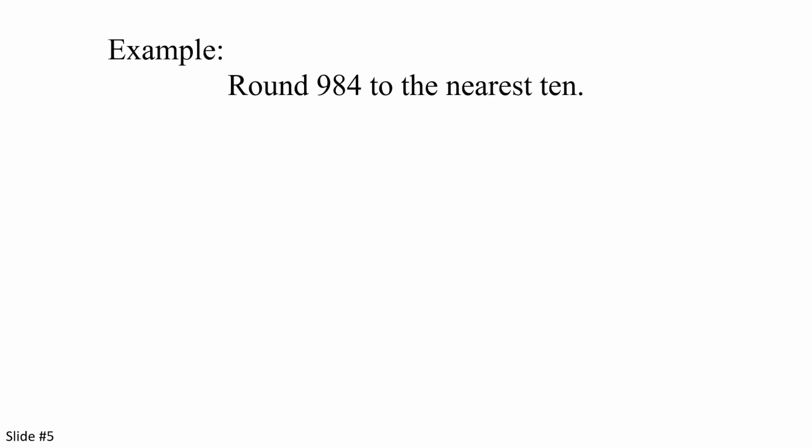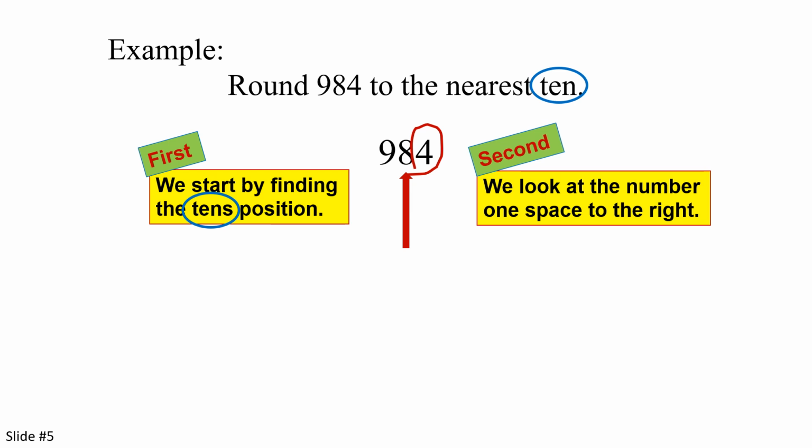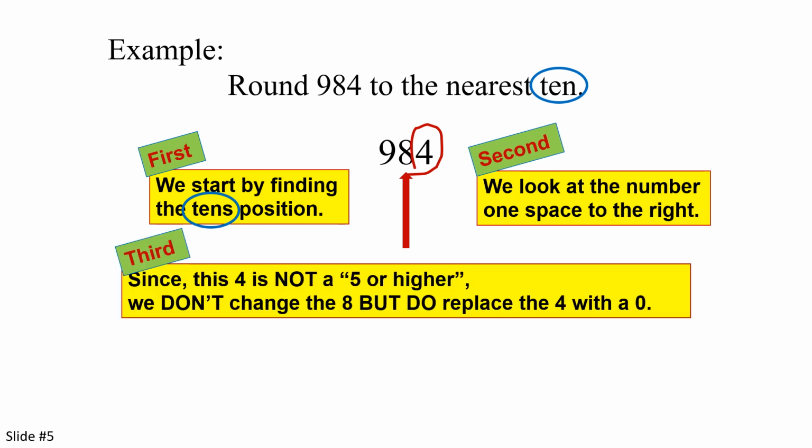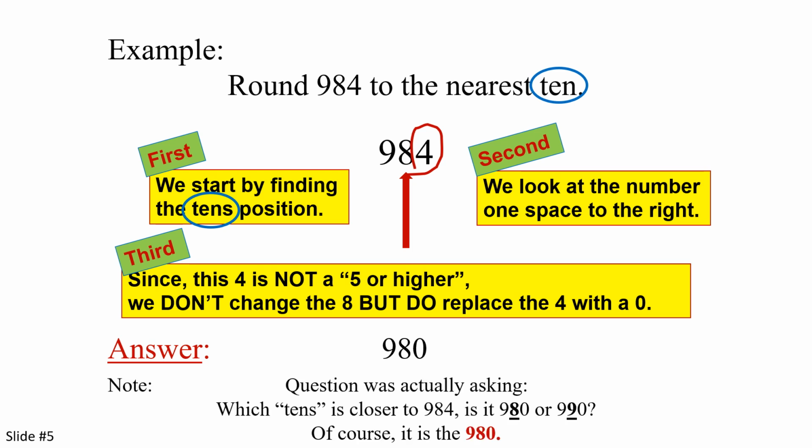984, round to the nearest 10. Again, the first thing we have to do is find the tens position, which is where the 8 is. We look one number to the right, which is a 4. Since this 4 is not a 5 or higher, we don't change the 8, but we still do replace the 4 with a 0. The answer, 980. The question, again, was actually asking which tens is closer to 984. Is it 980 or 990? And of course, in this case, again, it was 980.